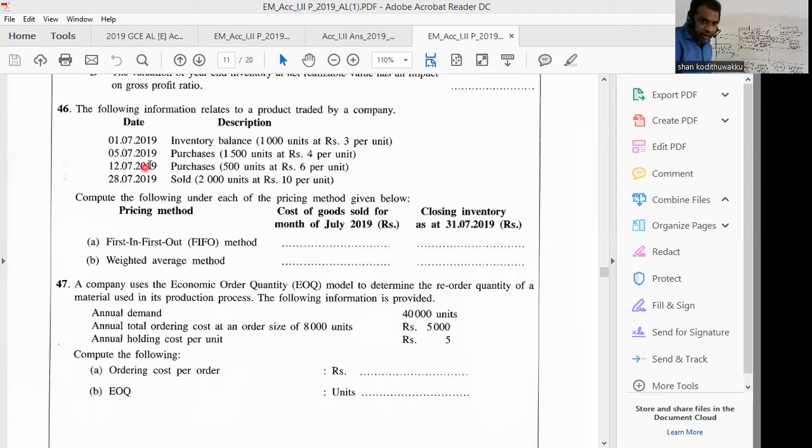What is the closing stock value? Total units we have: opening 1,000, first purchase 1,500, making 2,500, second purchase 500. 3,000 units we have. Out of 3,000 we issued 2,000, so the balance is 1,000. Total 3,000 minus issued 2,000. Now we have 1,000 units into the latest average price 4. Then our closing balance is 4,000. Right.